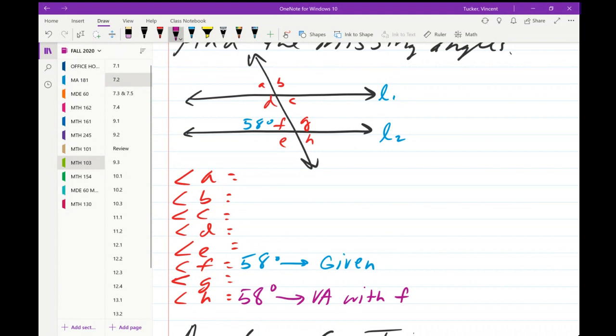Next one, we have a straight line right here with G, or you could have done it with E. It's up to you, doesn't matter. That's 180 minus 58, so it'd be 122. And that is a straight angle with F.